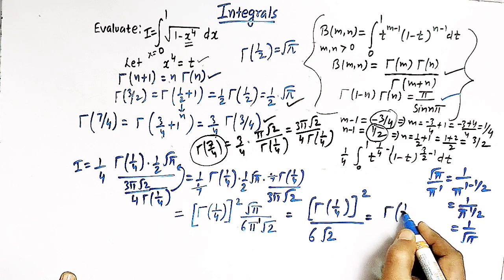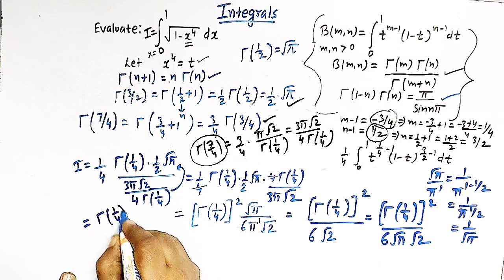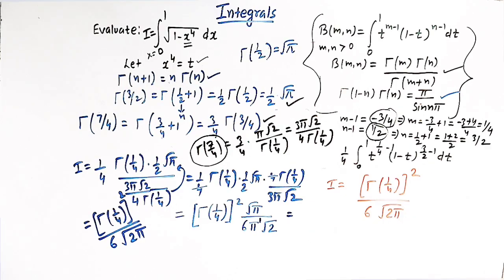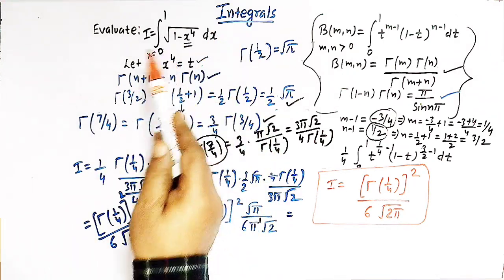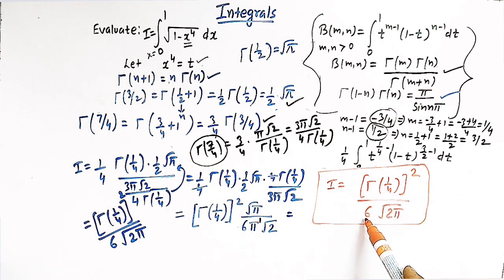So we can now write gamma 1 over 4 square, and then we have here 6 root pi times root 2. So now we can combine these two terms, because here we have square root, here also we have square root. So we can now write gamma 1 over 4 square, and then we have 6 times square root of 2 pi. So viewers, the value of this integral is square of gamma 1 over 4 divided by 6 times square root of 2 pi. So viewers, this is how by the application of beta and gamma functions, we can easily evaluate integrals of this kind. So the value of this integral I is gamma 1 by 4 square divided by 6 times square root of 2 pi.